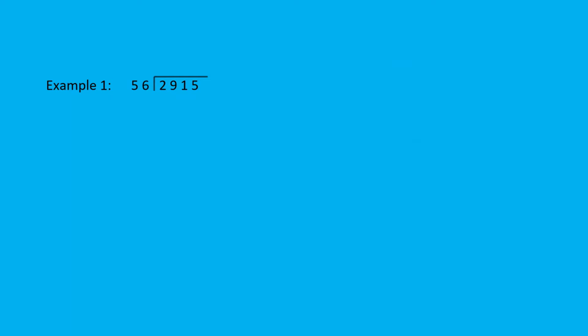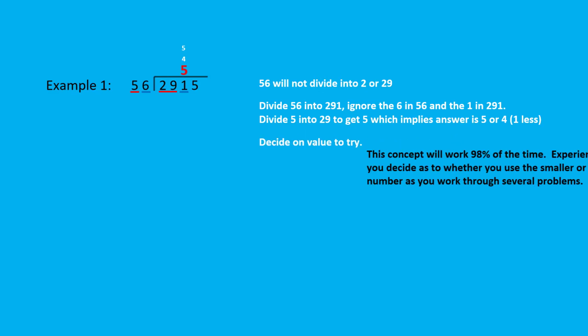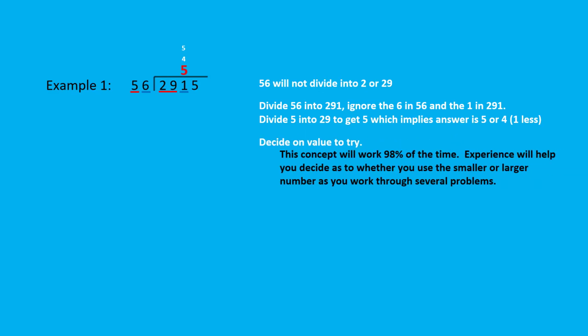Example 1, 56 divided into 2,915. 56 will not divide into 2 or 29. Divide 56 into 291. Now we're going to ignore the 6 in 56 and the 1 in 291. Divide 5 into 29 to get 5, which implies the answer is a 5 or 4, one less. Decide on a value. Is it 5 or is it 4?